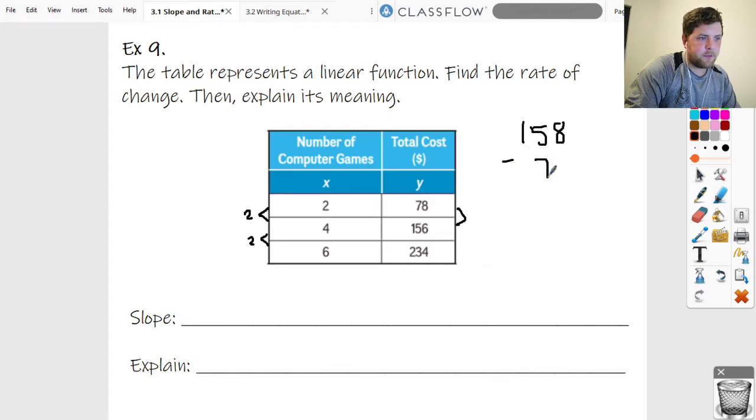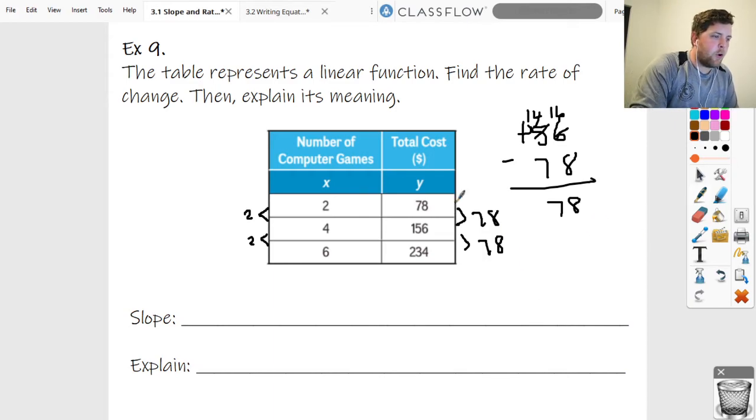So 158 minus 156 minus 78. This still becomes 16. 16 minus 8 is 8. This has to become 14. 14 minus that is 78. Okay, so our difference here is 78. If I take a look here, our difference here is also 78.